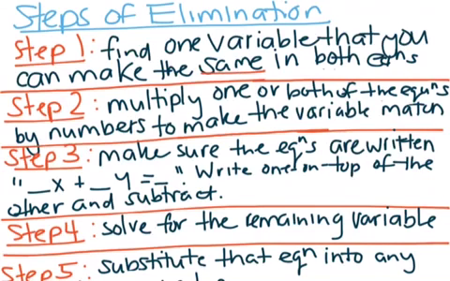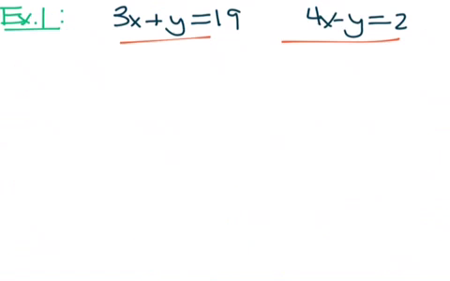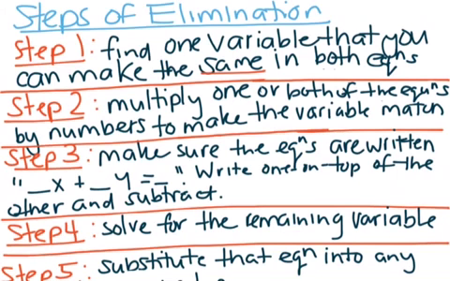In both equations. EQN is just a short form of equation, by the way. So we're going to find one variable that we can make the same in both equations. If we take a look here, I've got a 3x and a 4x. Those are pretty different. I can make them the same, but it's a little bit difficult. But then I see a y and a negative y. So those are very, very similar. So I think that I can make those the same. So let's go to step number 2.